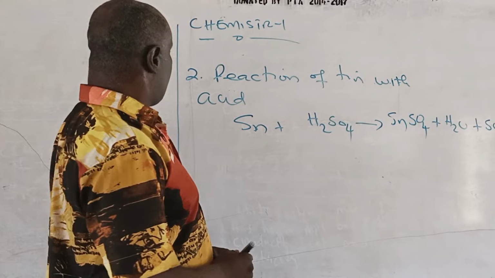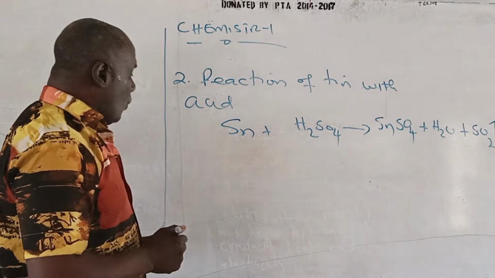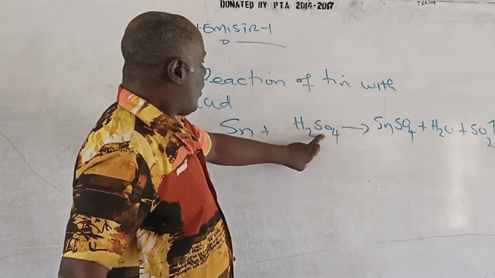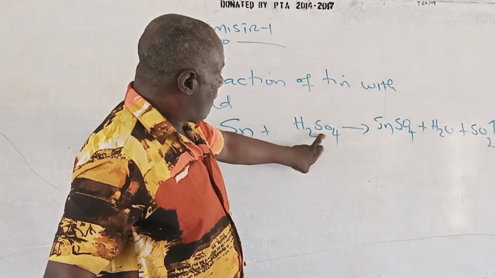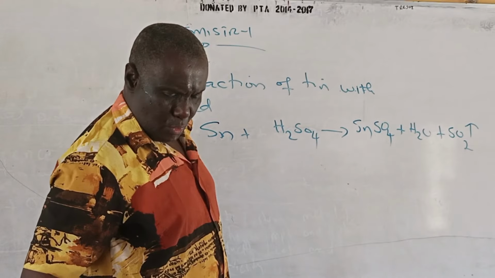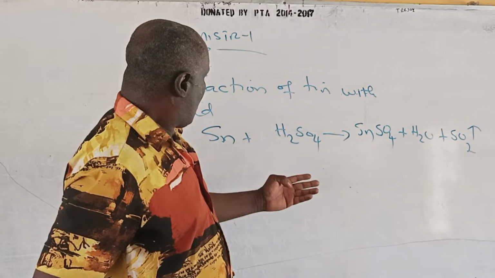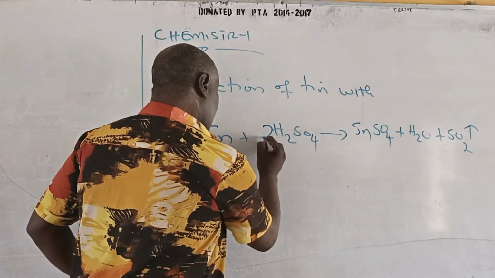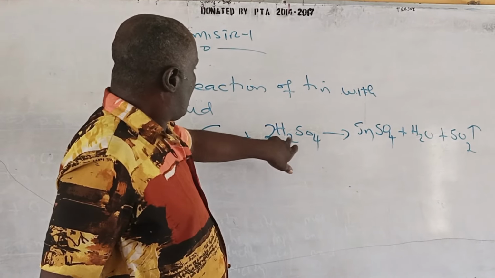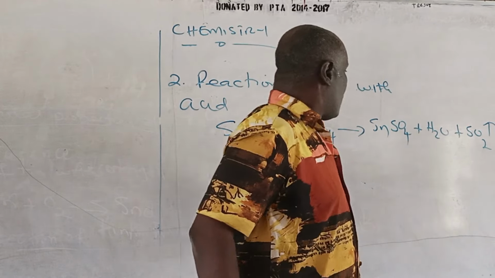Now let's look at the equation to see whether it is balanced. If you look at the left-hand side, we only have 1 atom of sulfur, but on the right-hand side, we have 2 atoms of sulfur. So what are we supposed to do? We put 2 here. In putting 2 here, we have 2 atoms of sulfur on the left-hand side and 2 atoms of sulfur on the right-hand side.